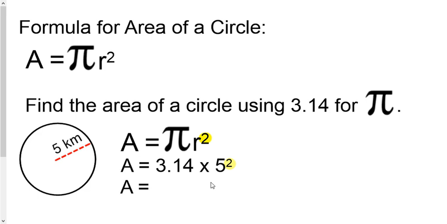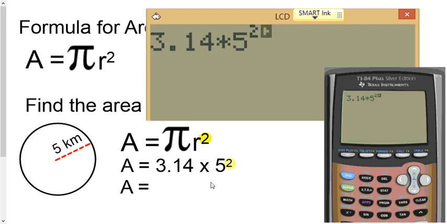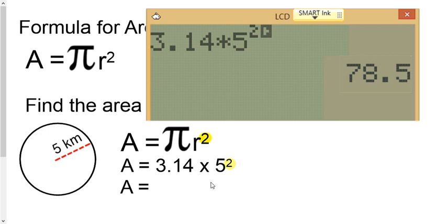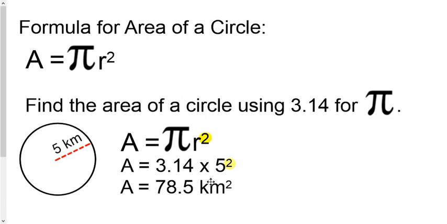If you have a calculator close by, you can pull that out and type in 3.14 times 5 to the second power. Hit enter, and it tells you right then that it's 78.5. So there's our answer. That's the area. However, this is very, very important. Anytime that you're dealing with area, take a look at the units that you're working with and square them, because that's what area is always going to be. It's showing how many squares are inside that circle.